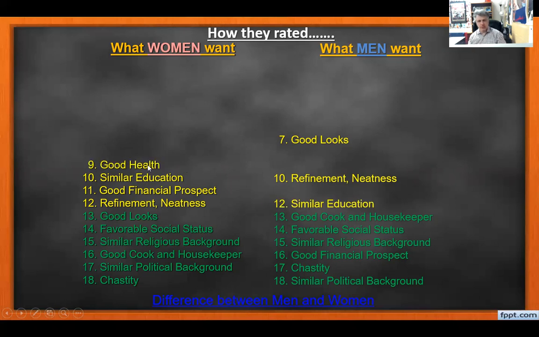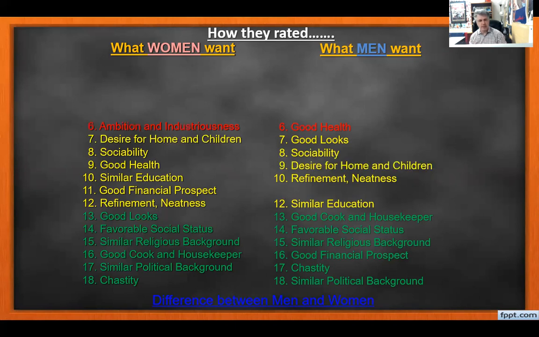Good health, women put that at 9. Now men, higher, because good health is you're going to produce the children. I want you healthy to produce these kids. Sociability, women put that at 8, men put that the same. Desire for home and children, women put it 7, men put it 9. Ambition and industriousness, how much of a drive do you have? Women expected that of their partner, men, not as much.